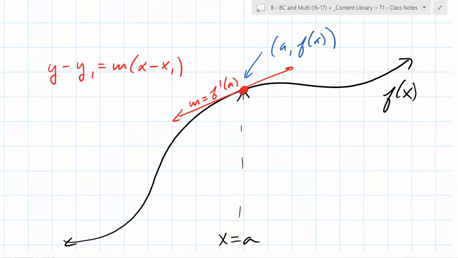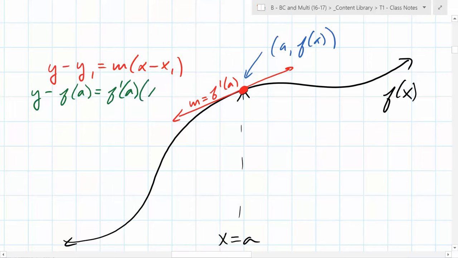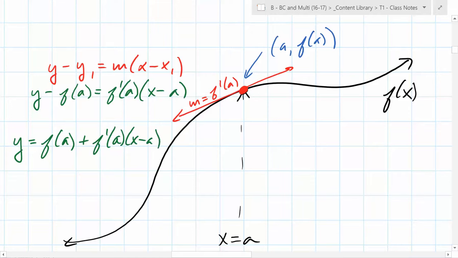So what do you have here? You have y minus f of a equals f prime of a times x minus a. x minus what? a. If you wanted to write it in slope-intercept form, which the book forces you to do because that's how it writes it, you would have y is equal to f of a plus f prime of a times x minus a.